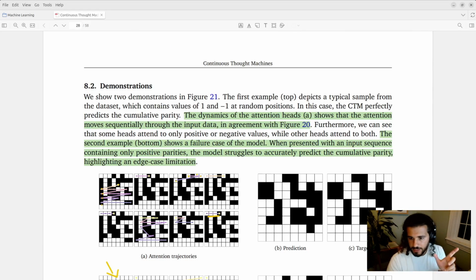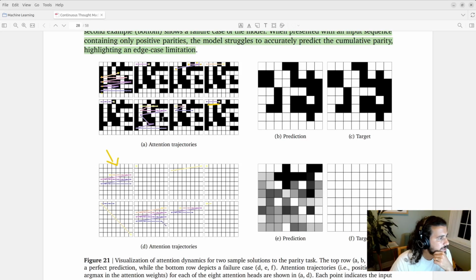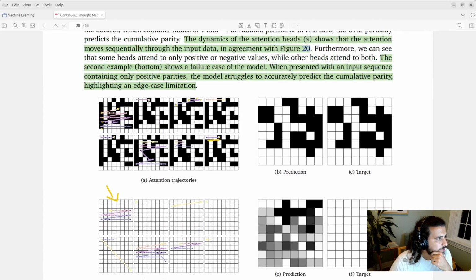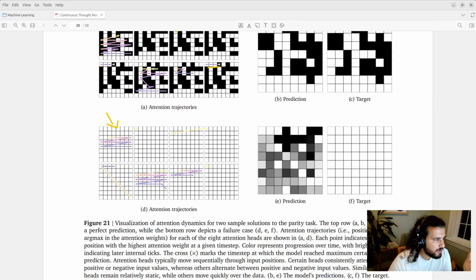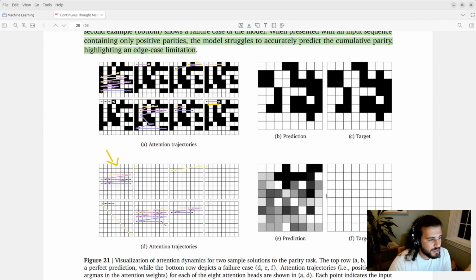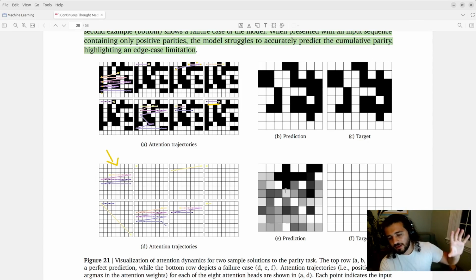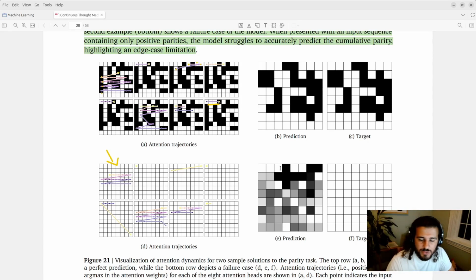You can still see with the attention heads how it's moving. Here is a typical element, and you see all of the heads looking at different stuff. Some of the heads only look at the blacks, some look at the whites and blacks. So they have different zones of expertise. There's a failure case where everything is white, and it completely breaks down, not able to do it. So even then, in edge cases, it's still struggling. Its algorithm is not necessarily 100% the best here.